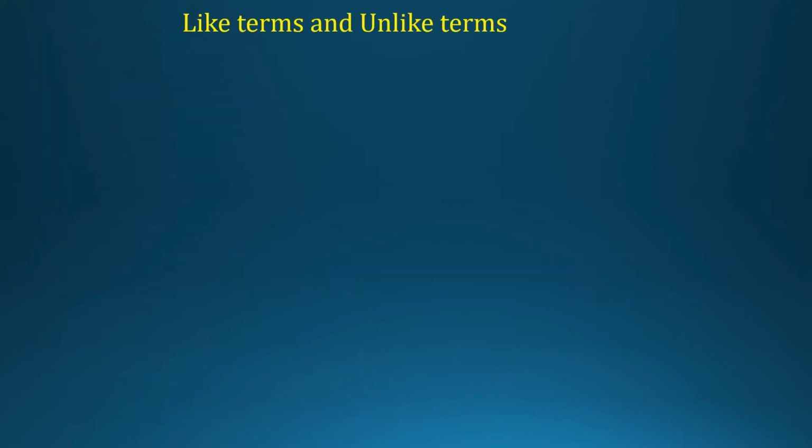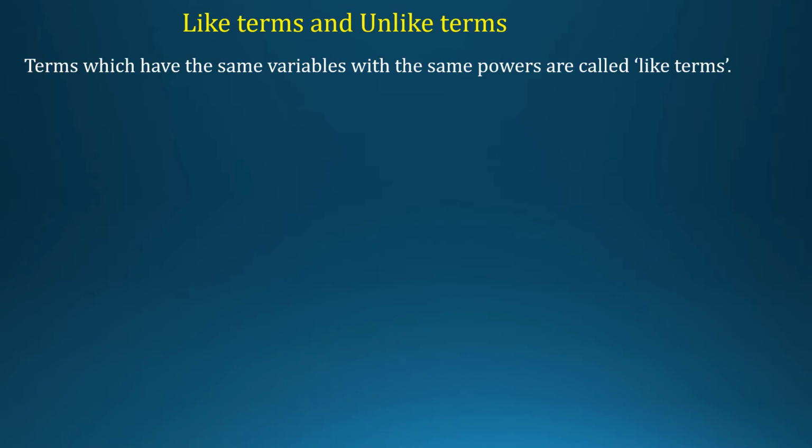Like terms and unlike terms. Terms which have the same variables with the same powers are called like terms. Examples of like terms are 2x, 5x, minus 2 upon 3x. Here they have the same variable, that is x, and the powers of the variables are also the same. So this is an example of like terms. A second example of like terms is minus 5x square y, 6 upon 7x square y.